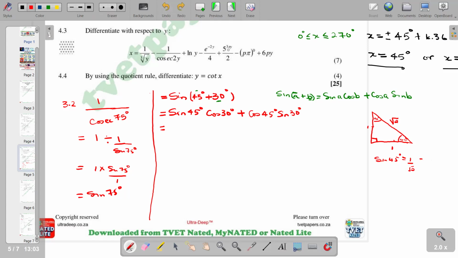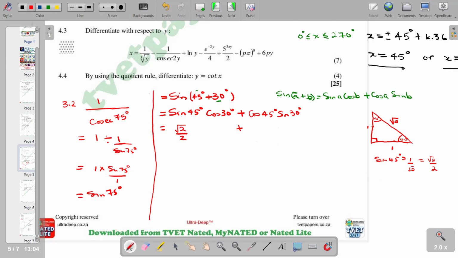That is, if you decide to rationalize, remember this question said without using a calculator, it means you have to multiply both the numerator and the denominator by root 2. So if we say 1 times root 2, we are going to get root 2. If we say root 2 times root 2, it's going to be 2. Meaning to say, where we are having sine 45 there, it changes to root 2 over 2.